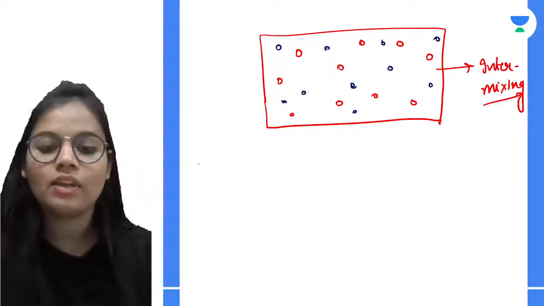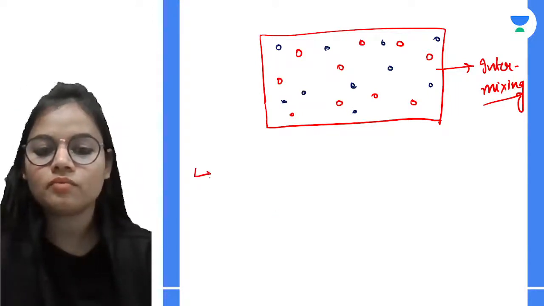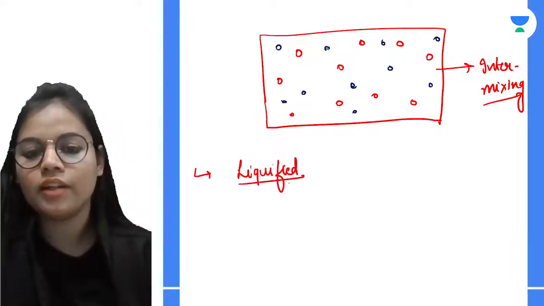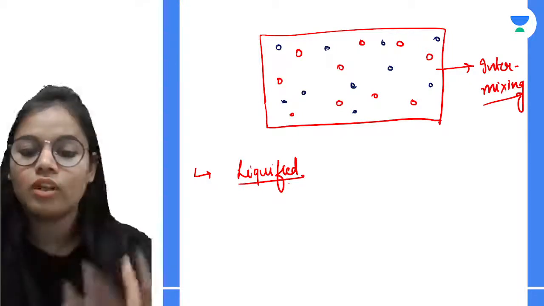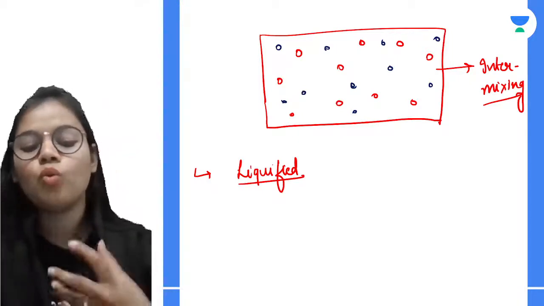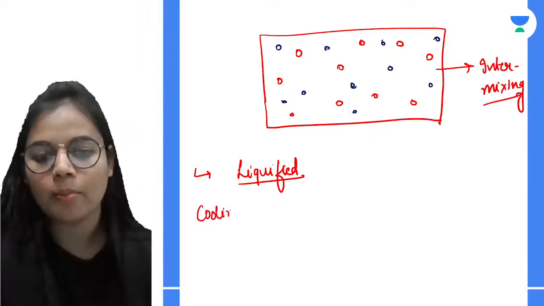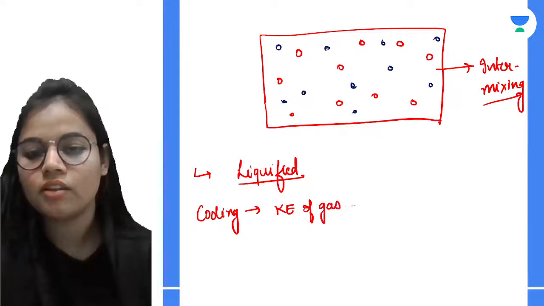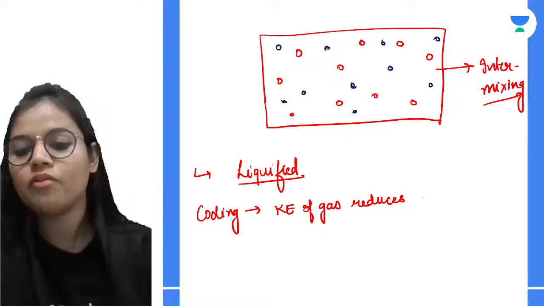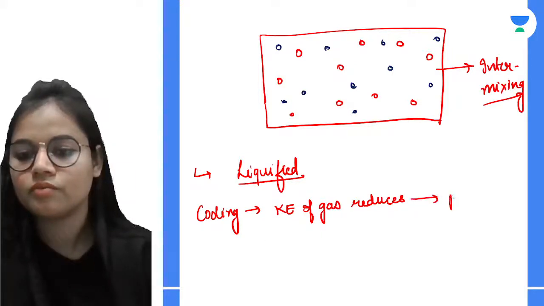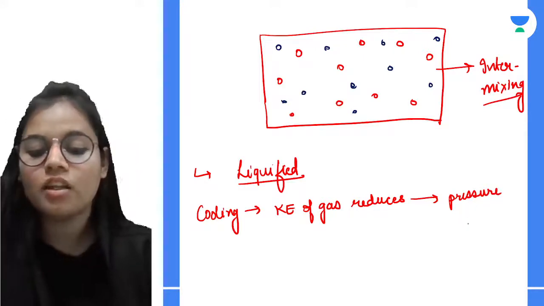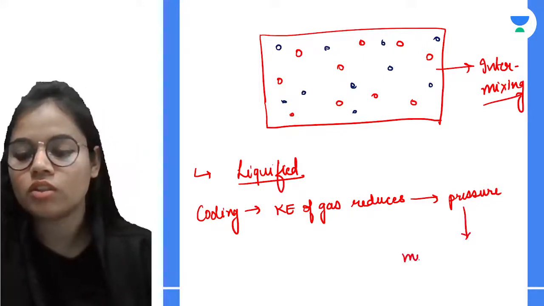All right, and then we have the next property: gases can be liquefied. Now how can we liquefy gases? When we cool the gases, the kinetic energy of the gas reduces. And when we apply pressure on this cooled gas, the molecules come closer.